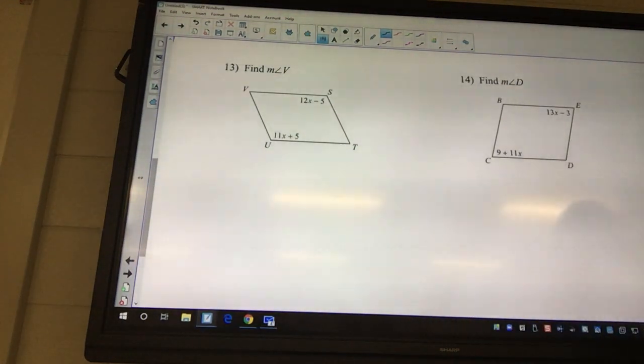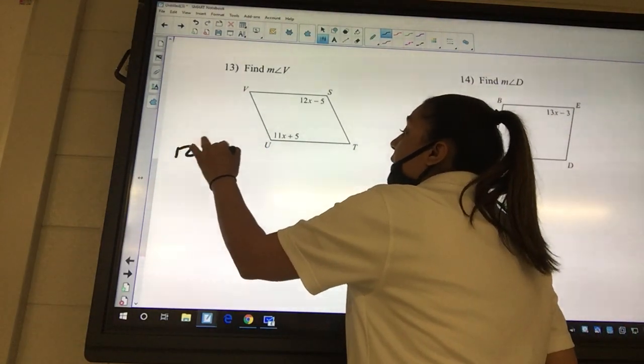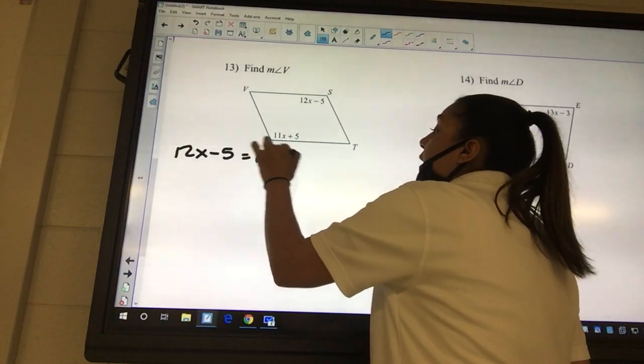Okay, so same thing. Are these same sides or opposite sides? Opposite. Opposite sides, so set it up and start there. So I got 12x minus 5 equals 11x plus 5.